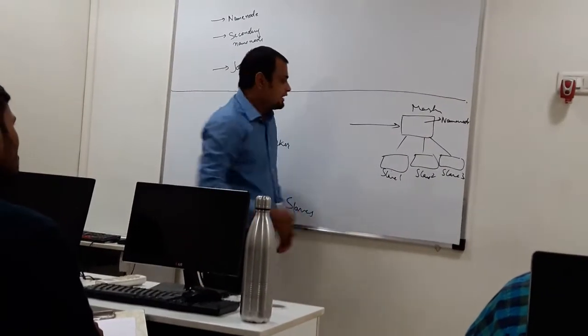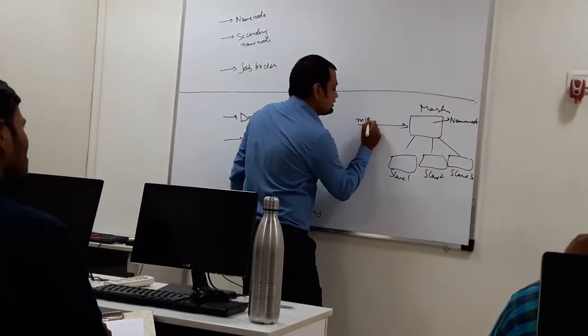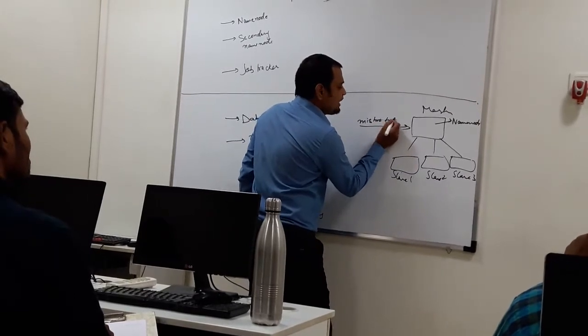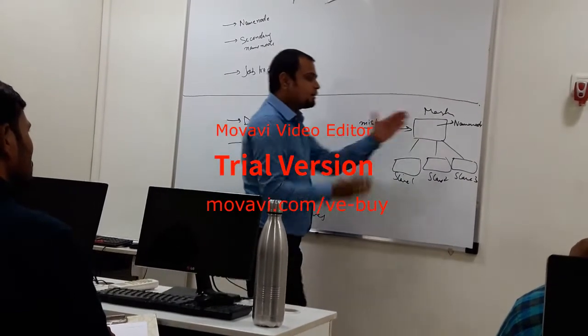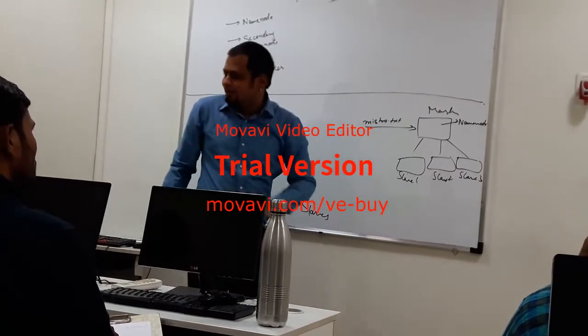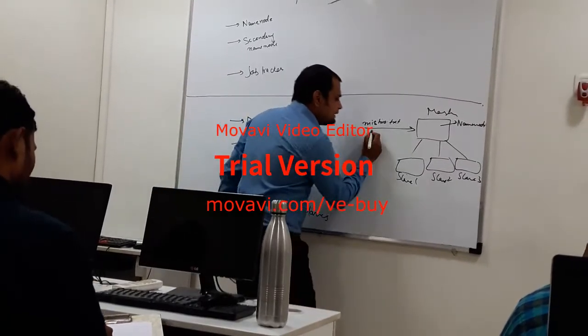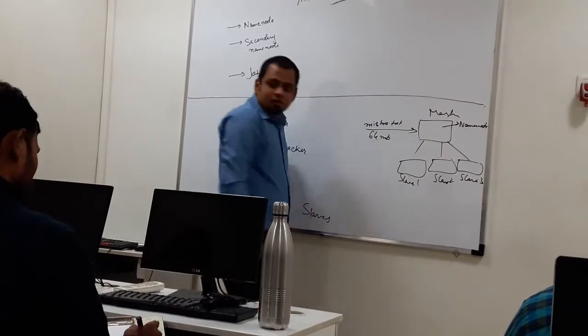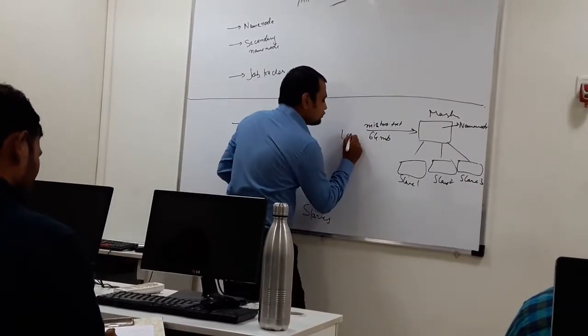Okay, suppose I gave the file mishra.txt. This file is fed to the master, which will break this file into the number of components it can be broken into. I just specified that I need one chunk of 64 MB.